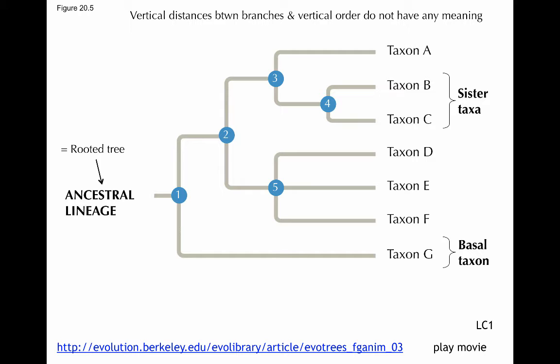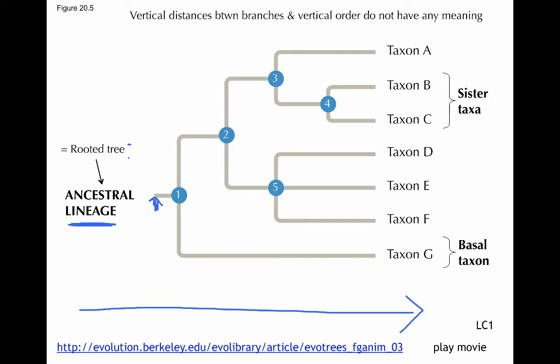The tree is being read in this case. We're looking at it and reading it from left to right. This is generally how I draw my trees in class, but they can be drawn a number of ways. This tree is what we call a rooted tree. That's because we are drawing the common ancestor of all the groups. So this ancestral lineage, this ancestral organism type, here's the root. That's the root of the tree right there.